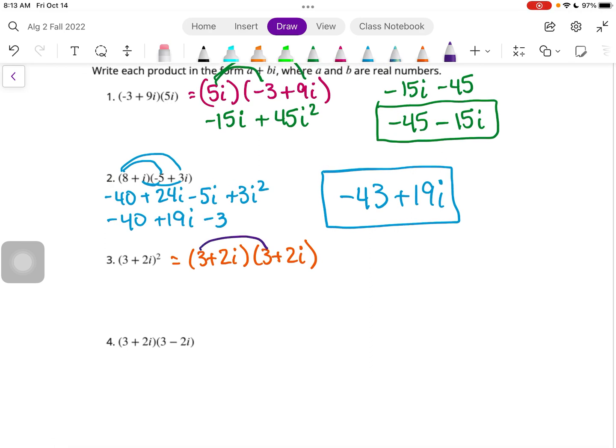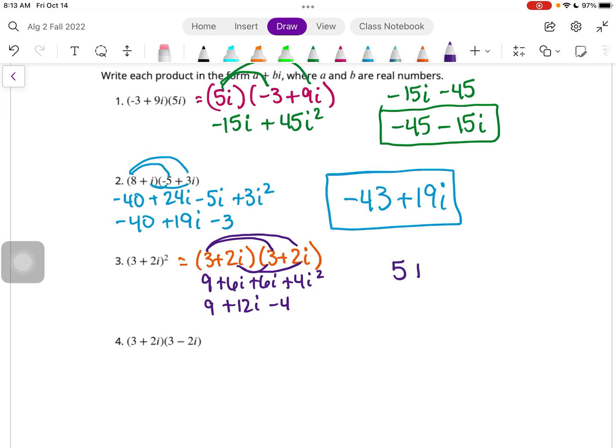All right, so we have 3 times 3, which is 9. 3 times 2i, which is 6i. 2i times 3, which is 6i. And 2i times 2i, which is 4i squared. All right, and then remember that we combine like terms, so we have 12i there, and then i squared gives us a -1, so -1 times 4 is -4. So we end up with 5 plus 12i.